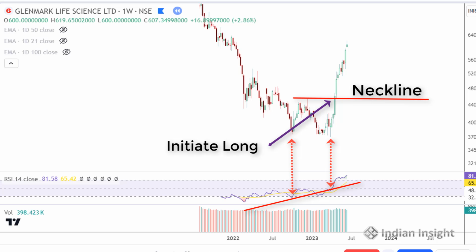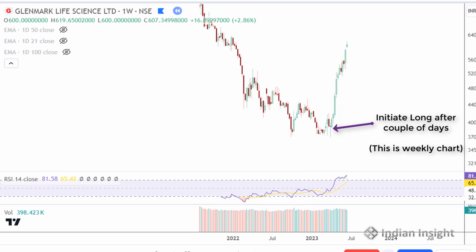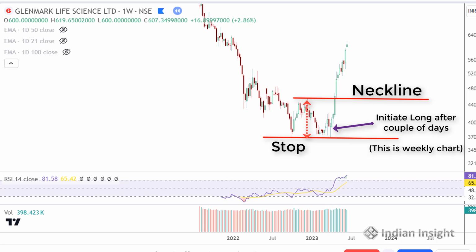One can initiate a trade a few candles after the second bottom is formed, assuming that the prices manage to stay above the second bottom. The stop loss can be placed just below the second bottom price. The target is determined by calculating the distance between the second bottom and the neckline price level and adding this value to the neckline price level to arrive at our target price.